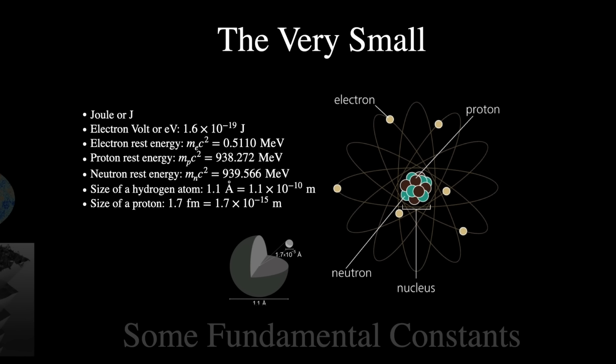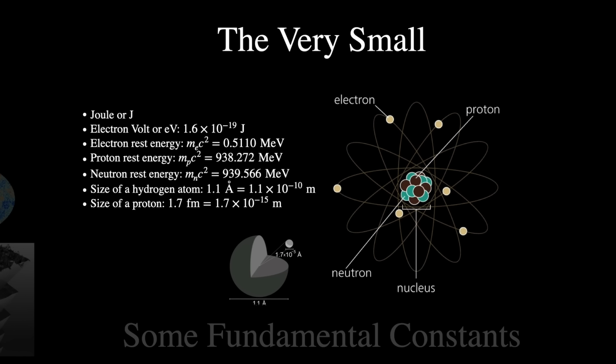Importantly, we just remember that the rest energy, which is the E equals mc squared from Einstein, for an electron is about half of a mega electron volt. And the proton rest energy, meaning how much energy it has simply by existing, is just under 1,000 mega electron volts, or almost a giga electron volt.